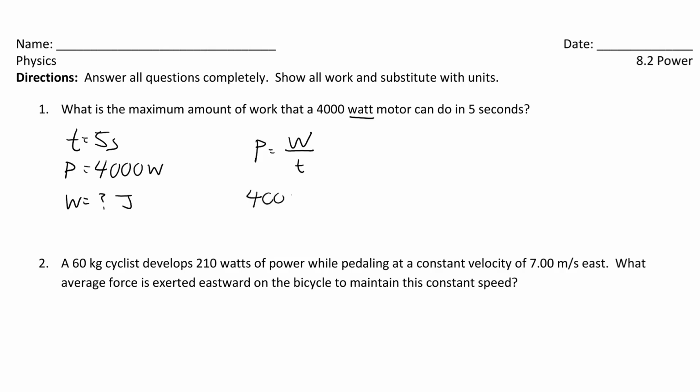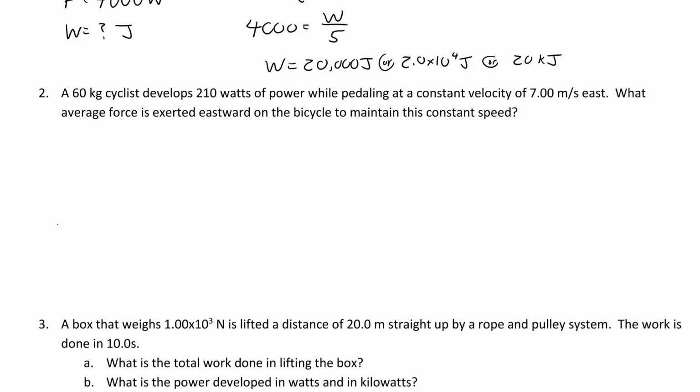Okay, anyway, so you've got a 4,000 watt motor, and how much work can this do in 5 seconds? So you end up just doing 4,000 times 5. So you get 20,000 joules, or 2.0 times 10 to the 4 joules. Or you can say 20 kilojoules, because it's 1, 2, 3. That gives you your kilo, and you're left with 20. All three forms are saying the same thing.